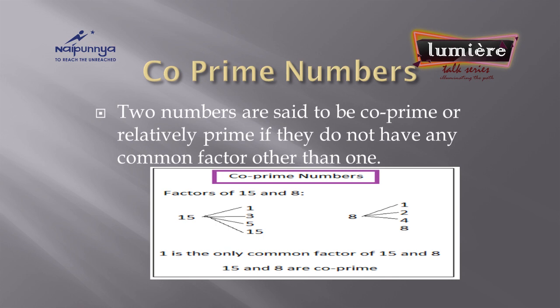Considering two numbers, 15 and 8. The factors of 15 are 1, 3, 5 and 15, because 1 into 15 equals 15 and 3 into 5 equals 15. Similarly, we have to consider the factors of the number 8. The factors are 1, 2, 4 and 8, because 1 into 8 equals 8 as well as 2 into 4 equals 8. Considering these two examples, we can easily understand that the only common factor is 1. So this kind of numbers is said to be coprime.